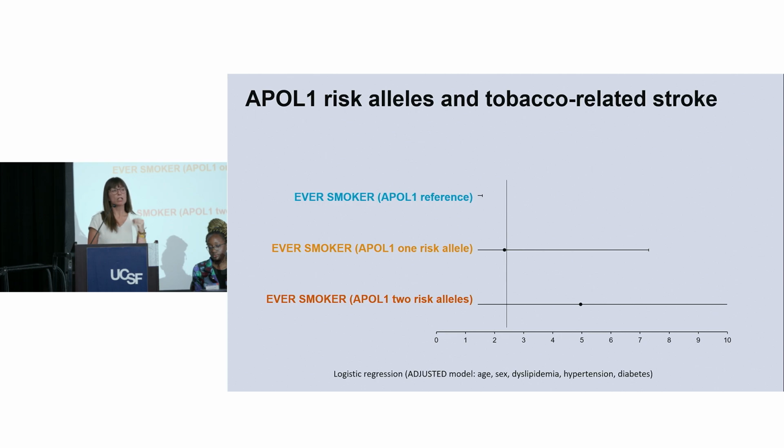Then we did an exploratory analysis. I'm saying exploratory because we knew we did not have enough power to find significance, but we were wondering whether we can see some trends. So we looked deeper into this genotype to see whether there is a difference in odds of stroke if you are a carrier of 1 or 2 risk alleles, and if you are a smoker. And what we see is that with the increase of risk alleles, there is an increase in odds of stroke among ever smokers compared to never smokers.